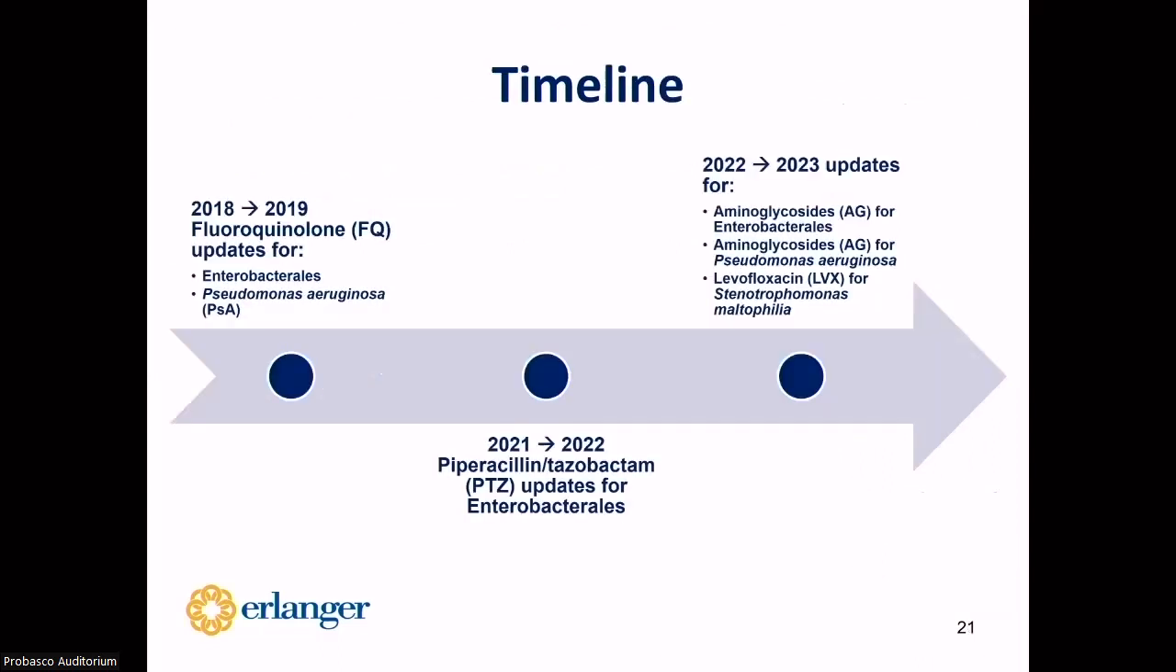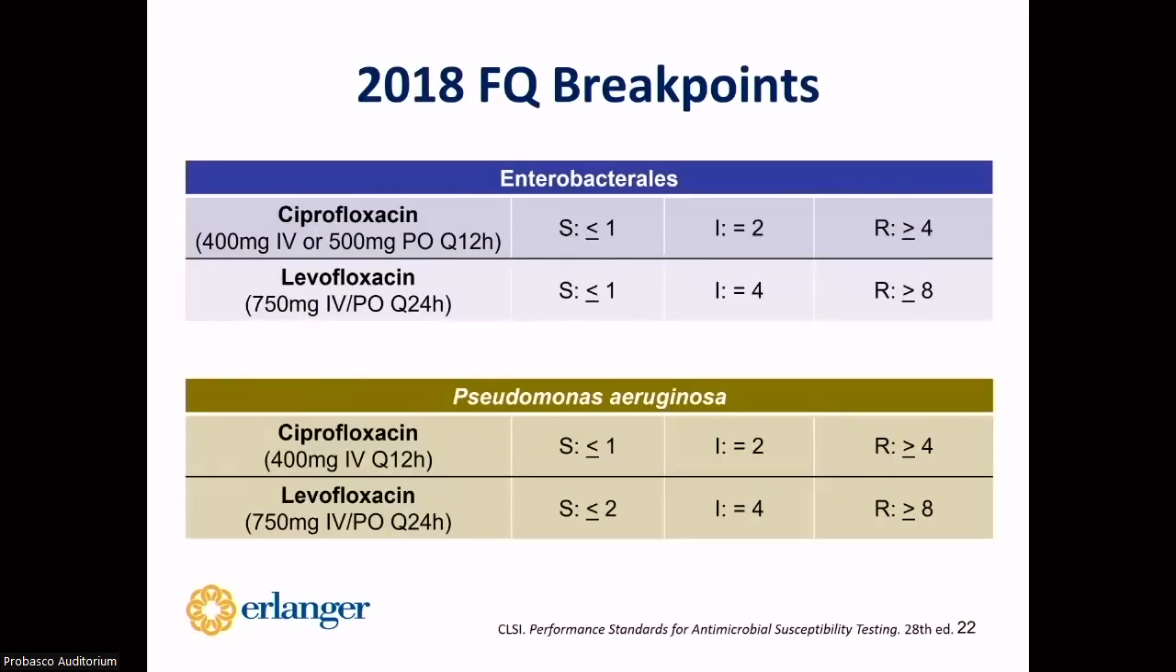So here we've got a timeline of the recent updates that we will discuss, starting with fluoroquinolones, pip/tazo, and then aminoglycosides, and an additional update for levofloxacin. Starting with 2018, the fluoroquinolone breakpoints here, the only thing I really want to point out for now is the susceptible breakpoint of ciprofloxacin being 1 or below.